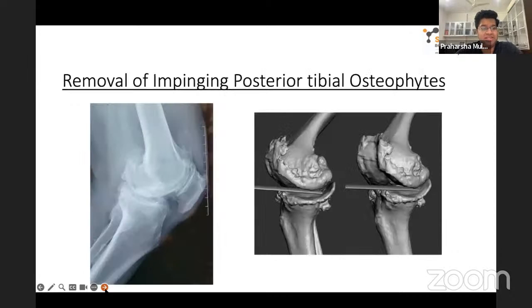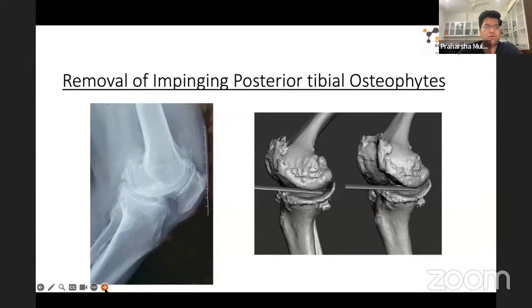You can see this impinging osteophyte on the lateral view of your patient, where the posterior osteophyte on the tibia really curves upwards, and that will prevent you from dislocating even if you take out the anterior osteophytes and try to dislocate. So in such cases, as shown in the figure, try not to use a straight osteotome.